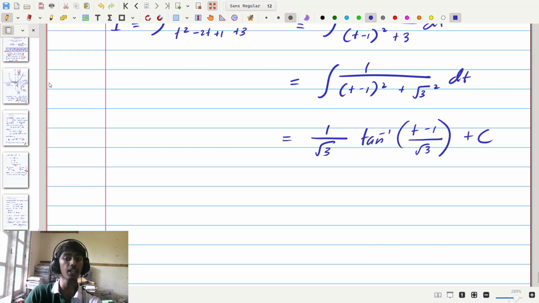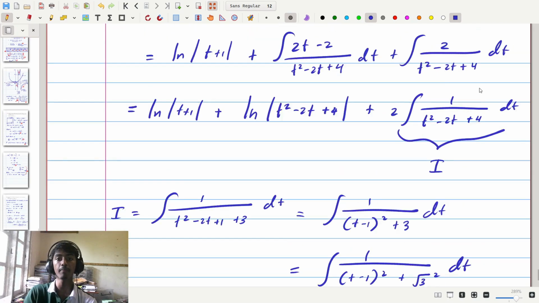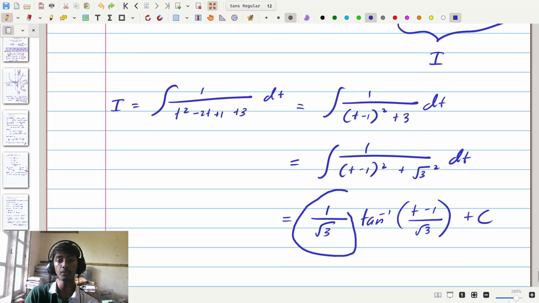So therefore the integral I is that integral. Substituting that back into here, we can see we have natural logarithm of t plus 1, natural logarithm of t squared minus 2t plus 4, and 2 times this integral, which is 2 times 1 over root 3 times tan inverse of (t minus 1) over root 3 plus c.